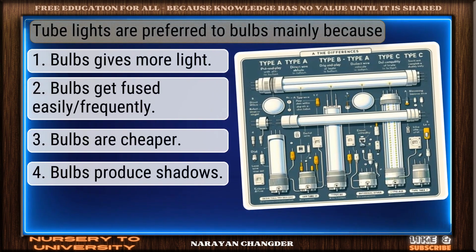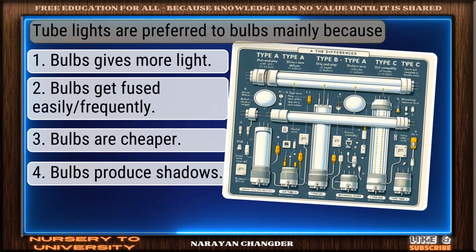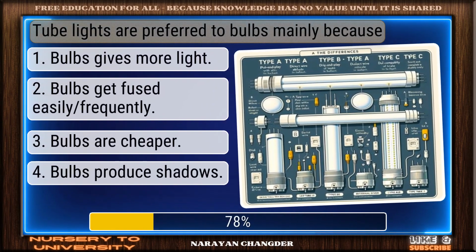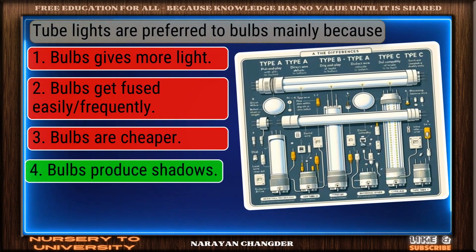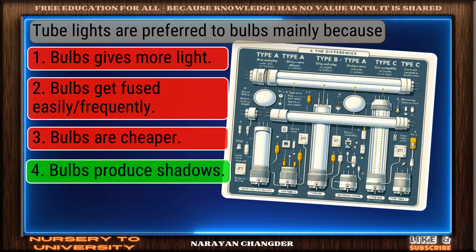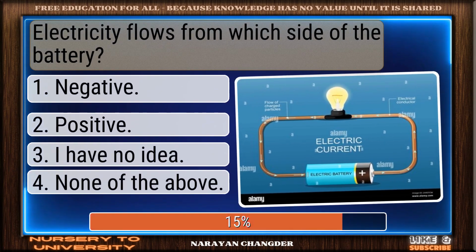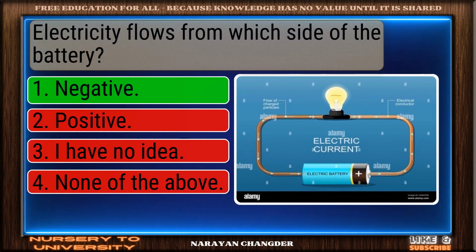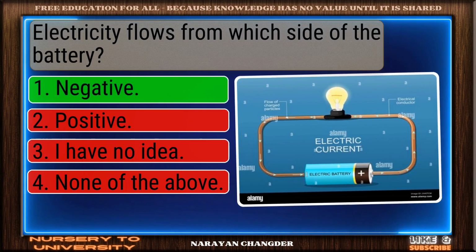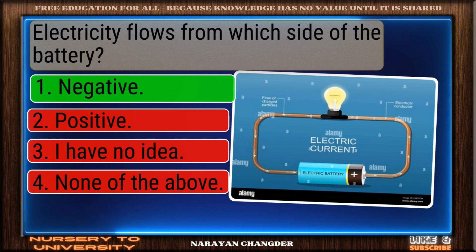Tube lights are preferred to bulbs mainly because... Good thinking. Bulbs produce shadows is the right answer. Electricity flows from which side of the battery? Sharp thinking. Negative is the right choice.